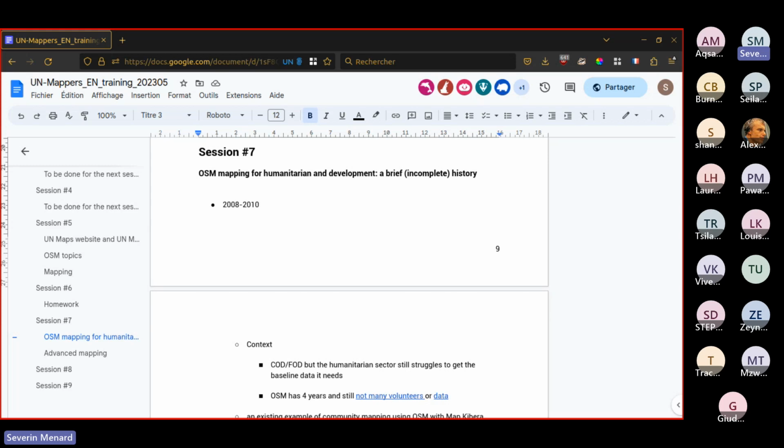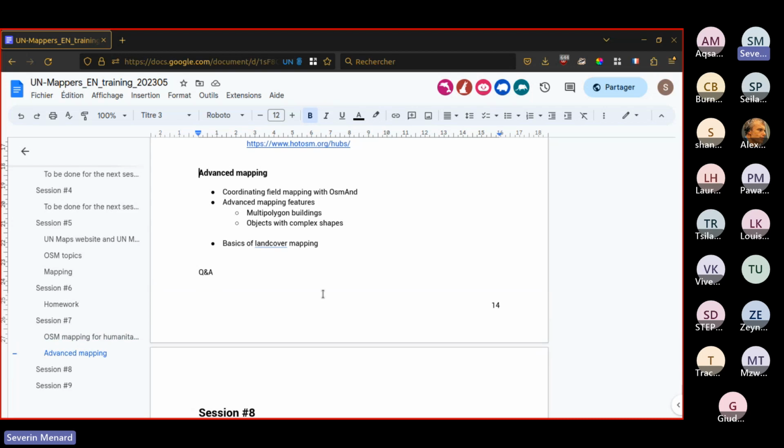I think it's also important, considering the title of this course, not to be only focused on technical aspects, but also to put that in a bit of context. And some of you are actually humanitarian workers, so it's also interesting to get this feedback of these now almost 15 years of experience of OpenStreetMap in the humanitarian sector. And that will take more or less half of the session.